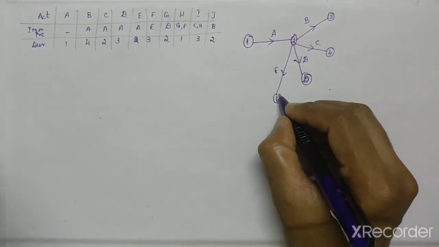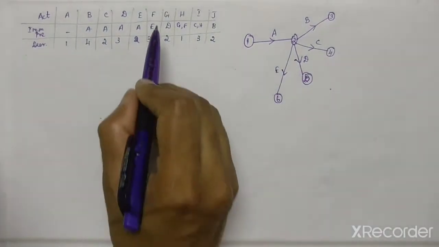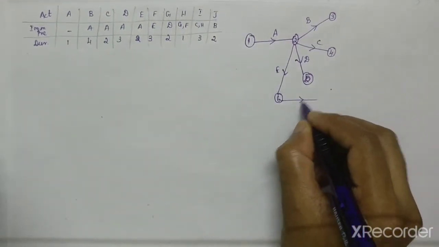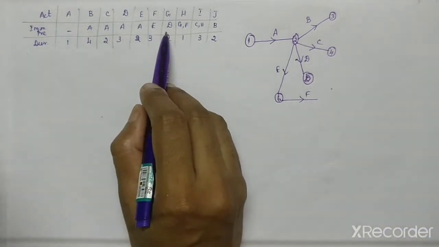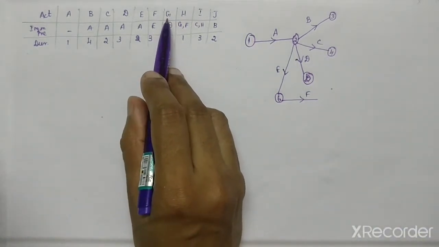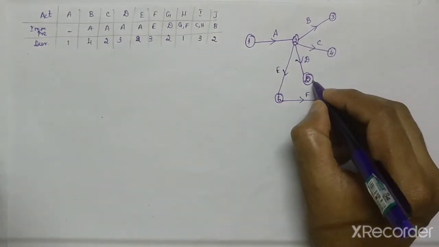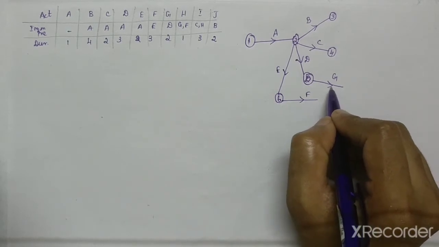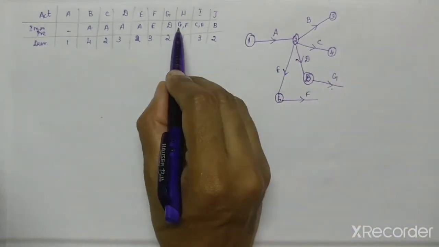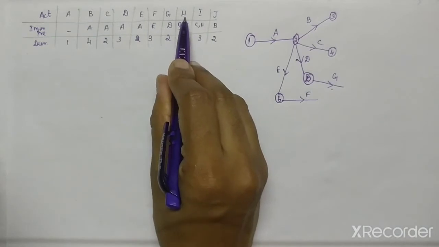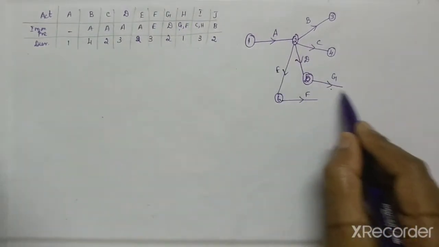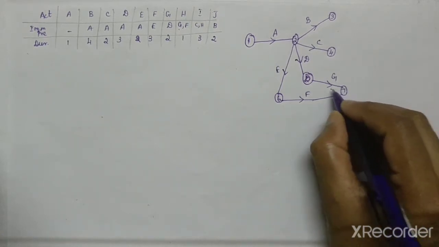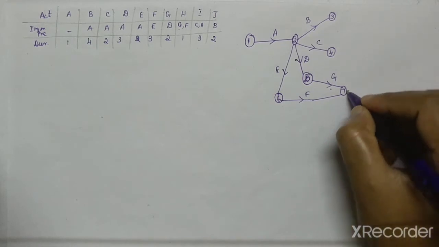So up to 6. The next, after finishing E, you have to come with F. So you have to draw F. The next, after finishing D, you have to come with G. So here we come with G. The next one is, G and F finished means you come with H. So G and F you have to join with this, and this is 7. So after finishing G and F you come with H.